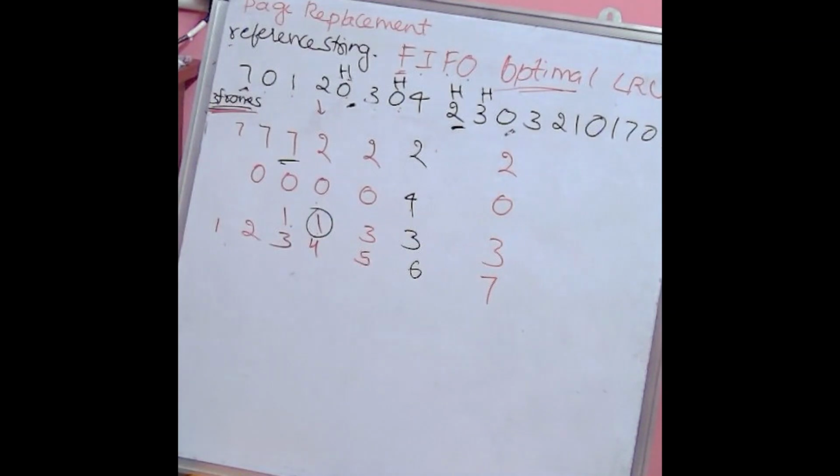Is this clear, ma'am? Are you able to understand till this point? Yes, ma'am. Okay, shall I continue with this or stop here? We are having less time now, that's why I am asking. Enough, continue, ma'am. Optimal: every time we need to check the near future. Okay.